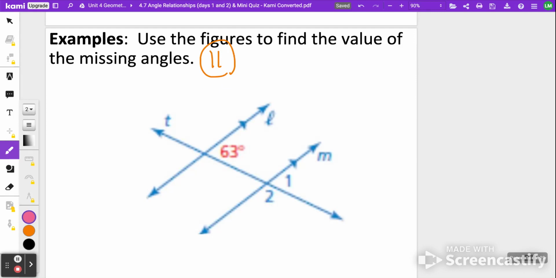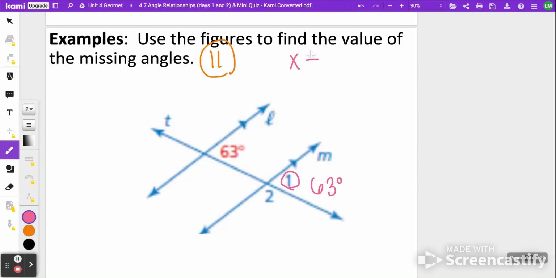All right, the first thing I'm going to determine is, do I have any corresponding angles? Those are usually the easiest ones because there's no math involved there. I do have a corresponding angle. Angle 1 corresponds with 63 degrees. The next thing I notice is that angle 1 is adjacent to angle number 2. They're right next to one another, making a straight line.